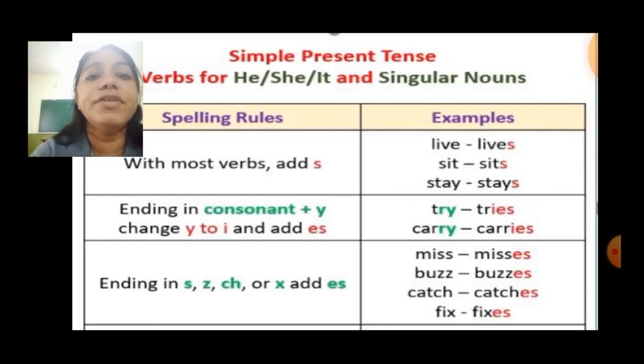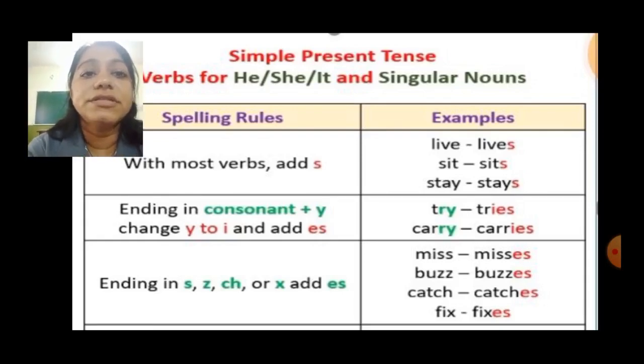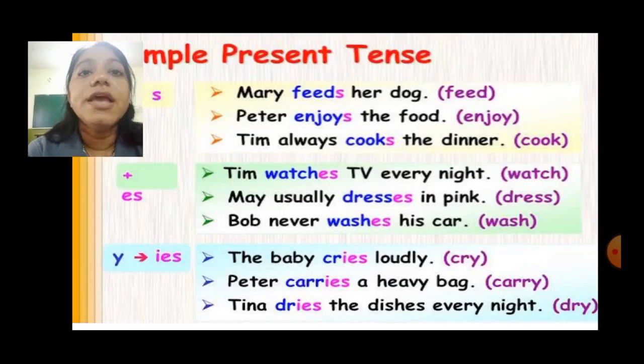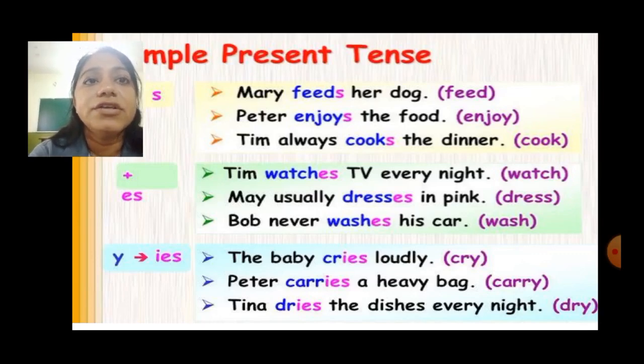For a word that ends with s, z, ch or x, we will add es to it. That is miss, misses, buzz, buzzes, catch, catches, fix, fixes, etc. Simple present tense. Now let's see an example of S. Mary feeds her dog. Feed is the verb. Here the word ends with D, so we will just put S.